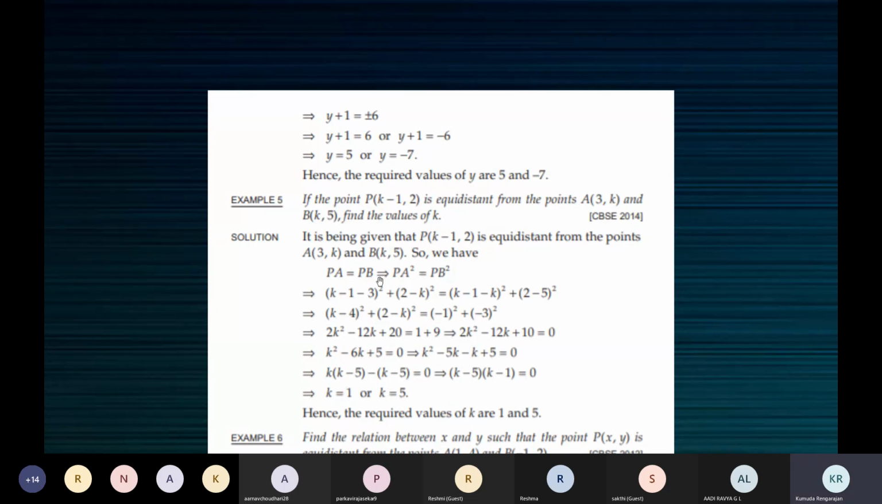First we write PA is equal to PB. Then below that we write PA square is equal to PB square. So for PA square, this is the expansion. For PB square, this is the expansion.